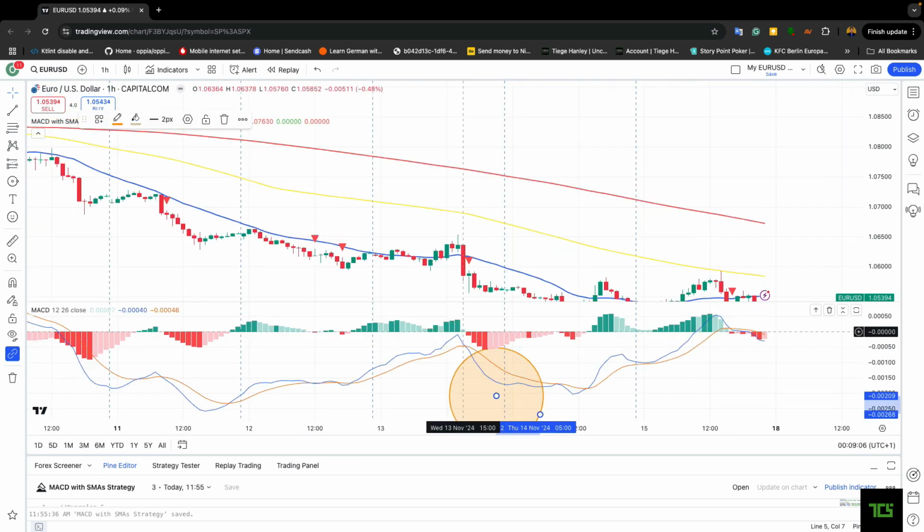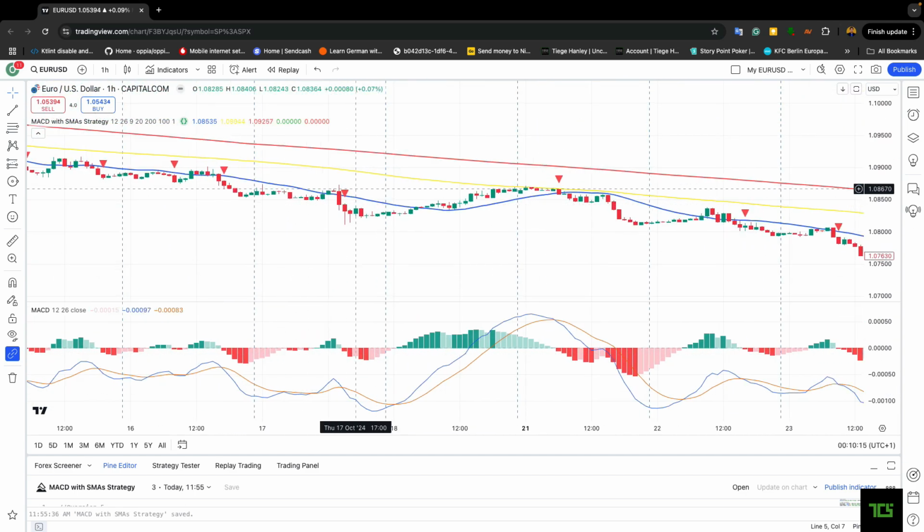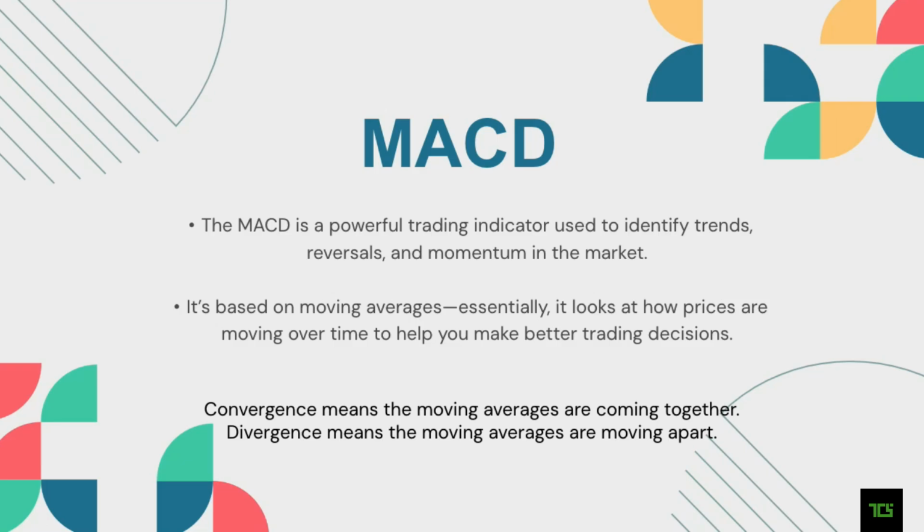Today we'll be talking about the moving average convergence divergence, the MACD. The MACD is a very powerful trading indicator used to identify trends, reversals, and momentum in the market. You would have heard about the moving average, and if you've never heard about it, then check my previous video where I discussed a lot about the moving average. The MACD is based on moving averages, so essentially it looks at how the prices are moving over time and helps you to make better decisions.